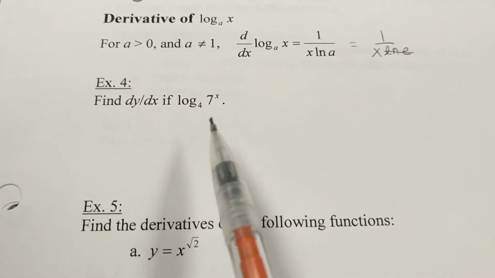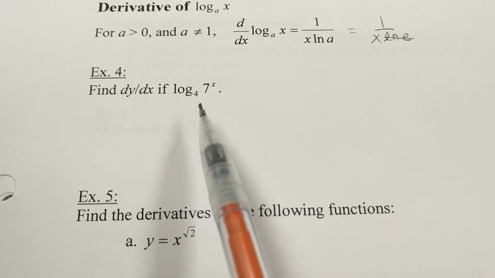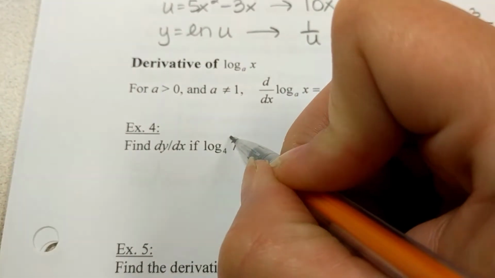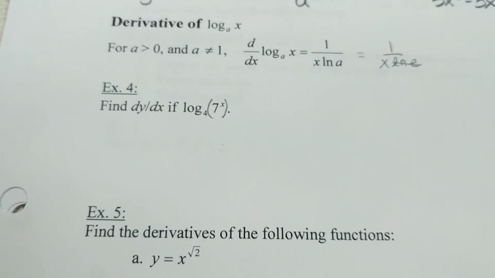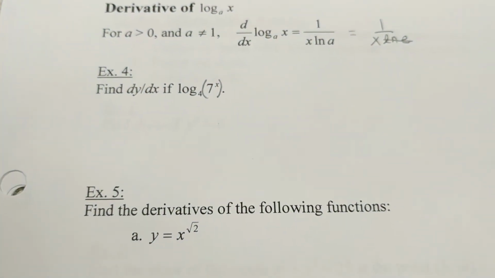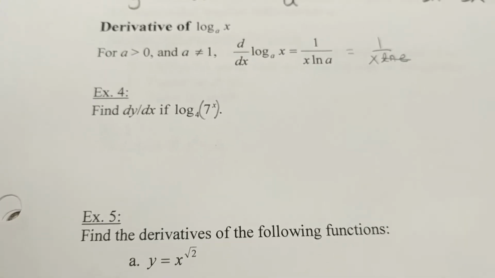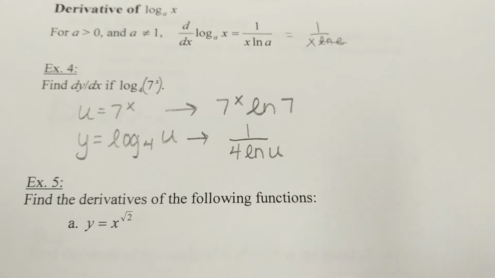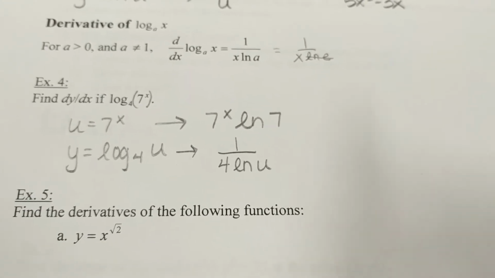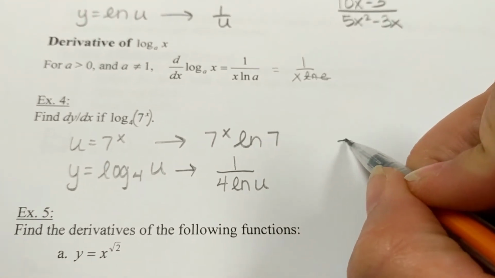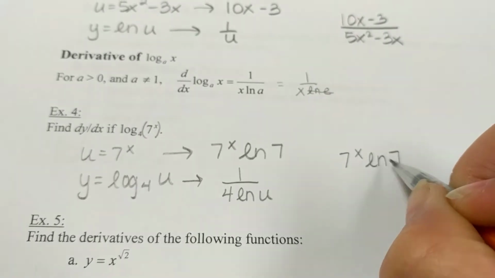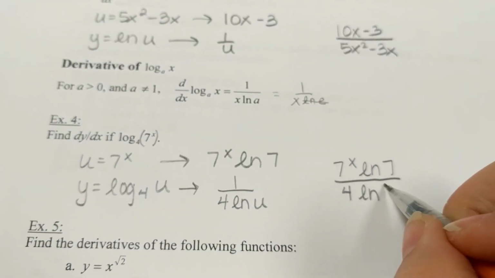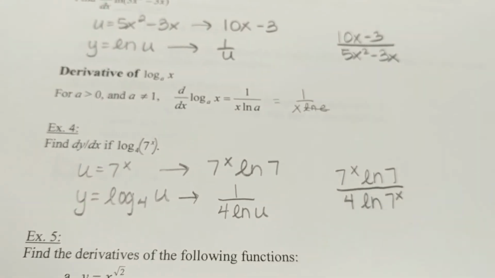So here it says, find the derivative of log base 4 of 7 to the x. So again, we have a chain rule. It's just harder to see, but we have an inside function and an outside function. So take a minute and separate those. So there's what we get, our inside and outside functions. So when I combine these terms, I get 7 to the x natural log of 7 over 4 natural log of u, and u was 7 to the x.